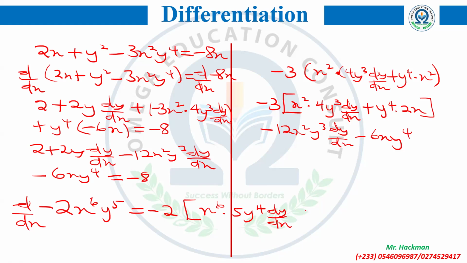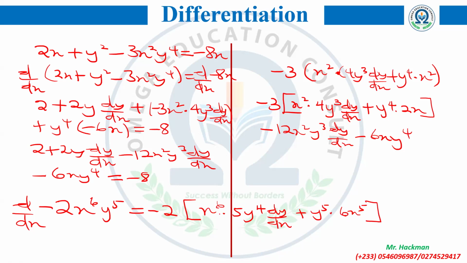Plus y to the power 5. Plus what? Y to the power 5. Times 5x to the power 5. Sorry, 6x to the power 5. 6x to the power 5. Close bracket. Very good. Okay.